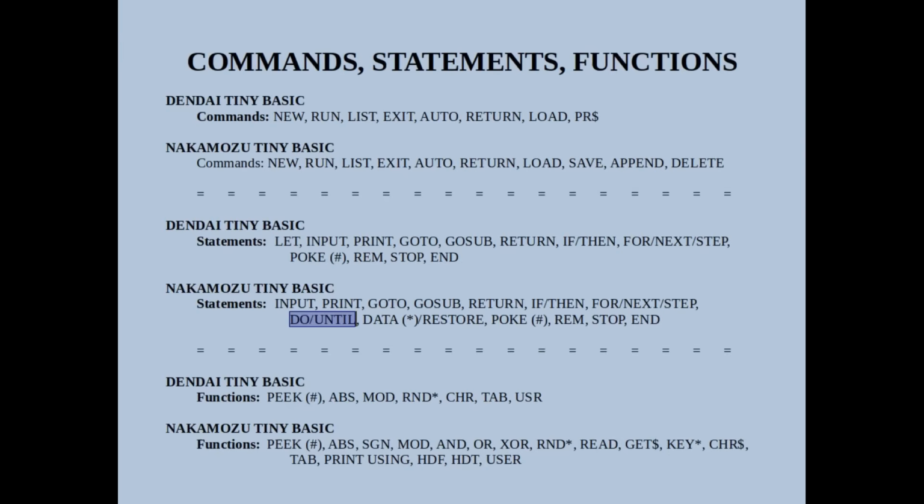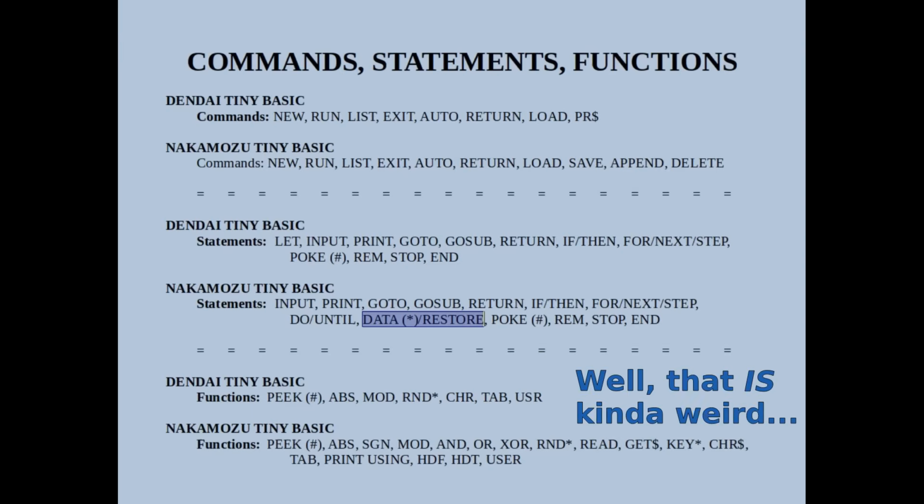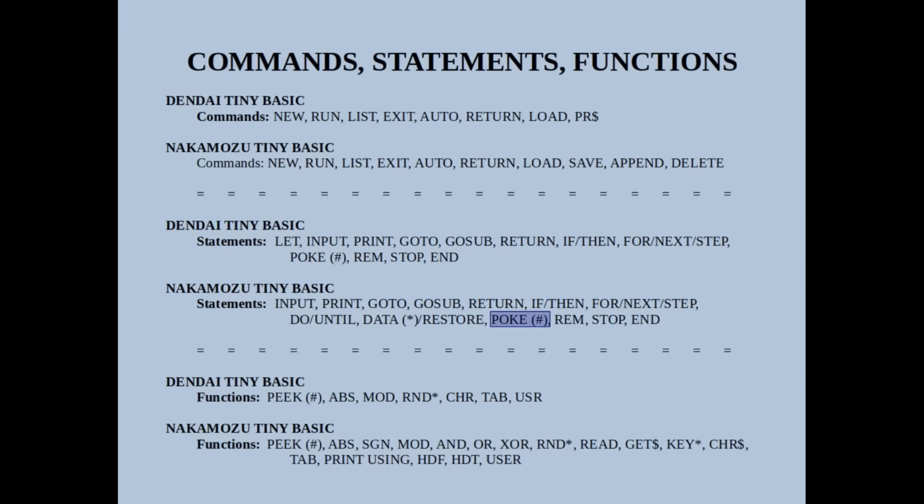The main ones, do until looping. And you have data and restore. And the asterisk is only there. It's not to say that there's something weird about it. The asterisk is the data statement. I'm not entirely sure how it works. I went through the source code because I typed it all in and went through all the comments. But yeah, that's simply how it works. And just like Dendai, you use the pound symbol for poking and peeking.